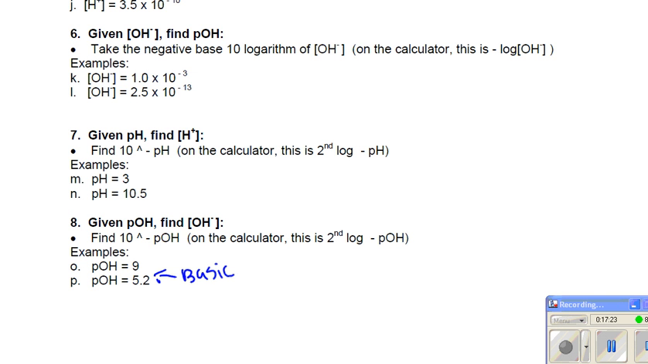Right? So, in essence, what we expect from you to do these pH calculations, we don't only expect you to know how to solve for each different variable. We expect you to know if it's an acid, a base, or neutral solution as well.